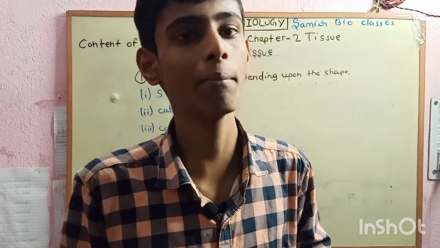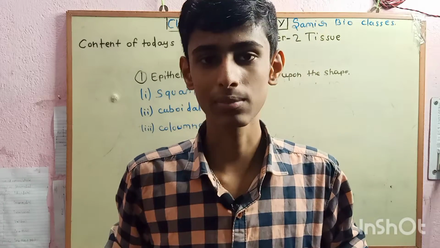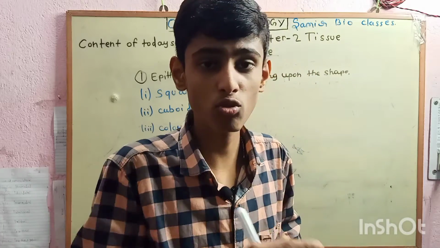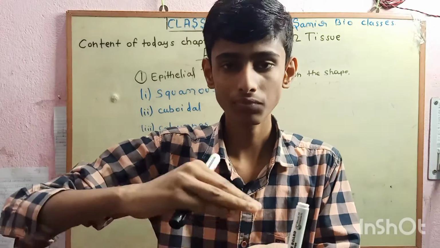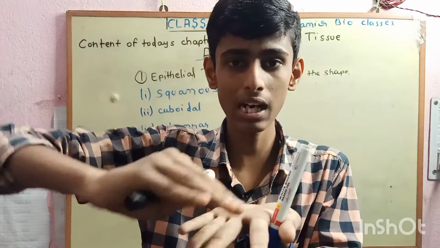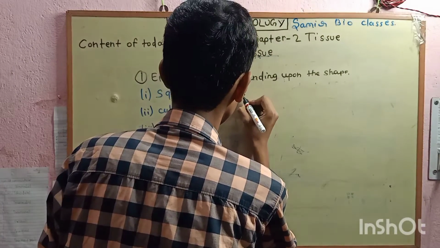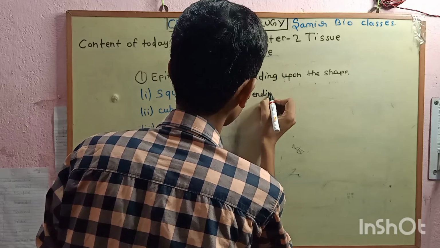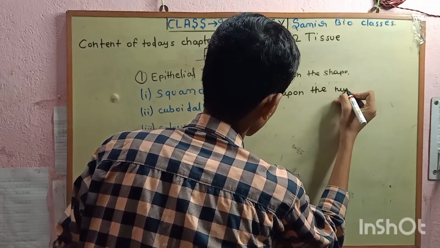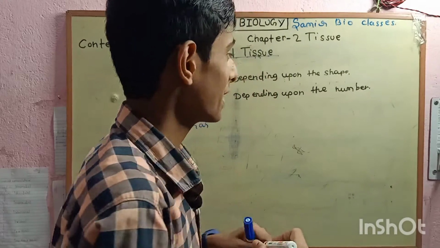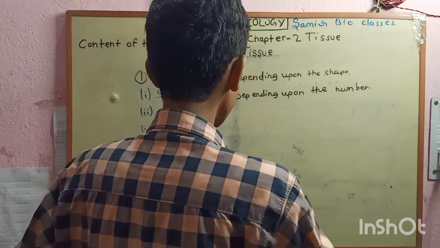And depending upon the number, in squamous there are two types: simple and stratified. Simple means only a flat line. In simple squamous there is only one flat line. And stratified means that if another line comes over the simple one, that is stratified. So depending upon the number, in squamous there are only two types. The first one is simple squamous.